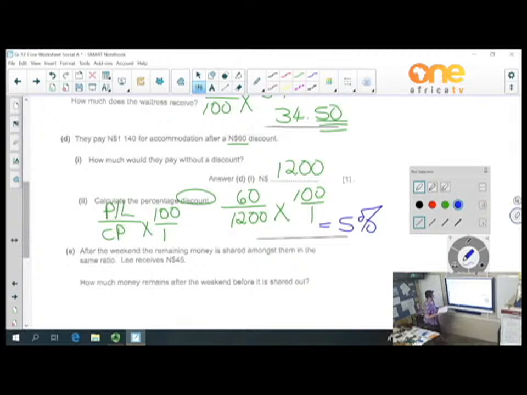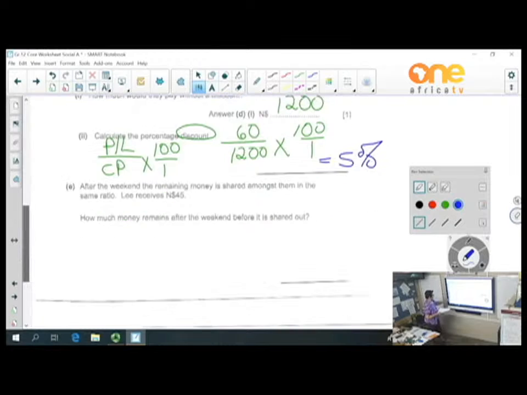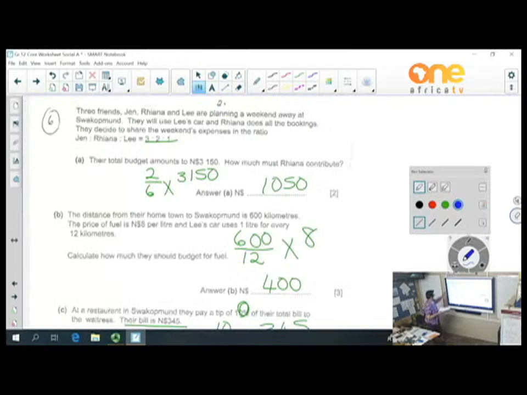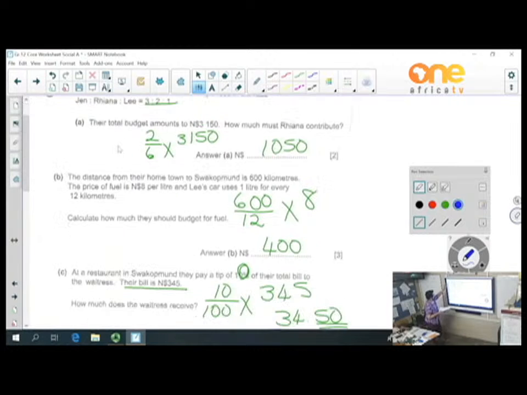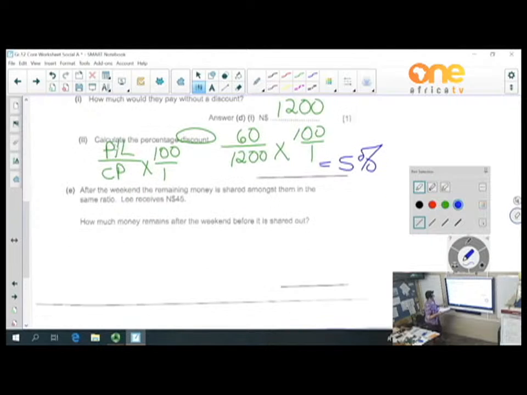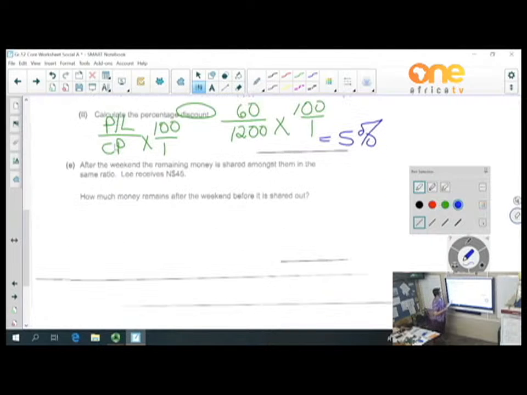Right, after the weekend, the remaining money is shared amongst them in the same ratio. Lee receives 45. Sorry, let's just go. Okay, here we are. After the weekend, it was in the ratio, let me just get the names again. It was 3:2:1, and this one is Lee, the last one, and he gets 45.